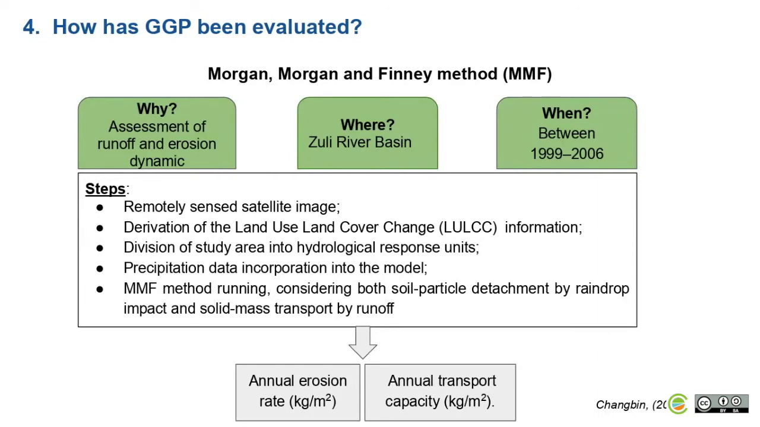And since these units have been clearly defined, the precipitation data are incorporated in the model because precipitation influences the runoff and also the transport of the particles. And once it's done, the model is run, and after this run, we have two outputs that allow us to characterize erosion and the transport dynamic in the area, that are annual erosion rate and annual transport capacity.